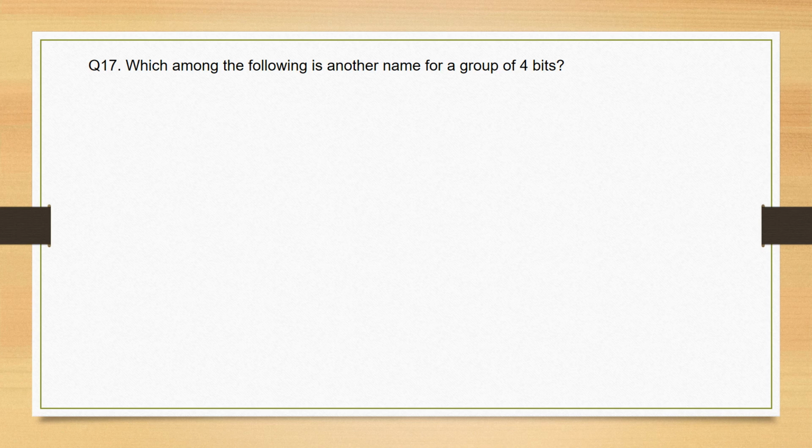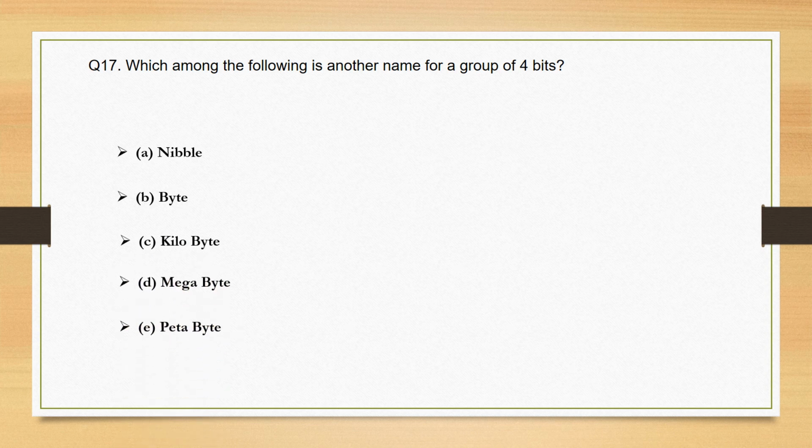Which among the following is another name for a group of 4 bits? So what are the options we have? Let's see. We have nibble, byte, kilobyte, megabyte, and petabyte. So nibble is the smallest unit, you can say. 4 bits is equal to 1 nibble. So this is the correct answer.